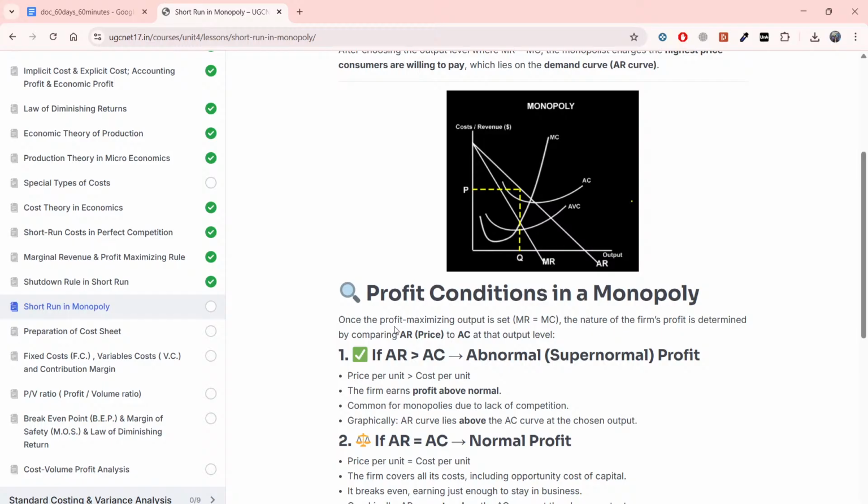Profit conditions in a monopoly. Once the profit maximizing output is set, MR is equal to MC. MC and MR meet here. The nature of the firm's profit is determined by comparing AR, price, to AC.